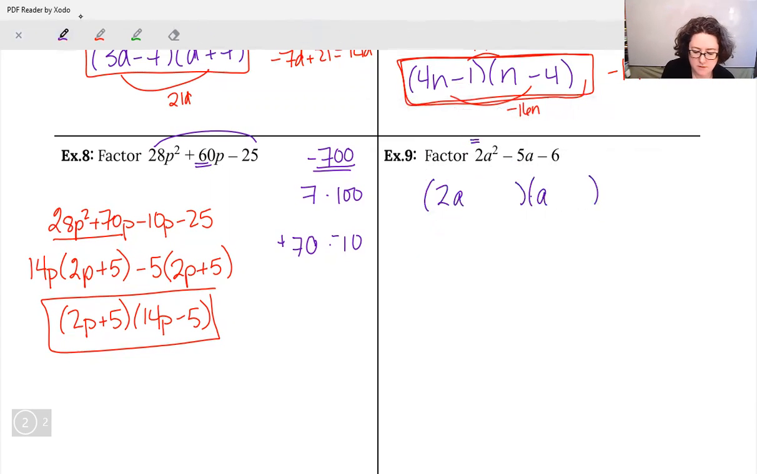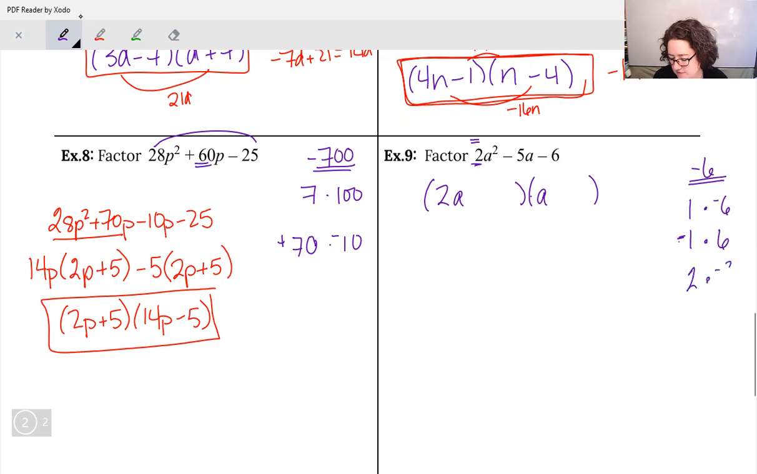Okay, so with negative 6, trying to figure out what's going to go in those second two spots. Again, brainstorming on negative 6, I could have positive 1 and negative 6, negative 1 and positive 6. I could have positive 2 times negative 3, negative 2 times positive 3. So let's actually test these out and start plugging them in.